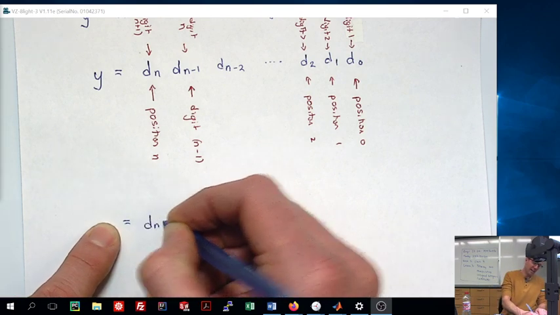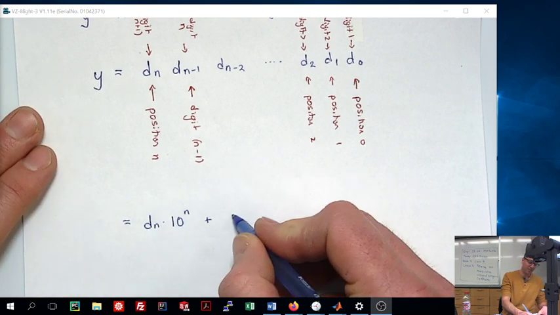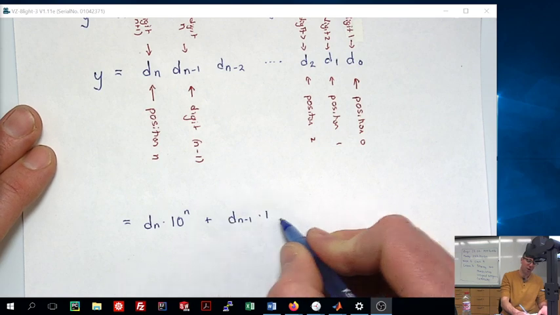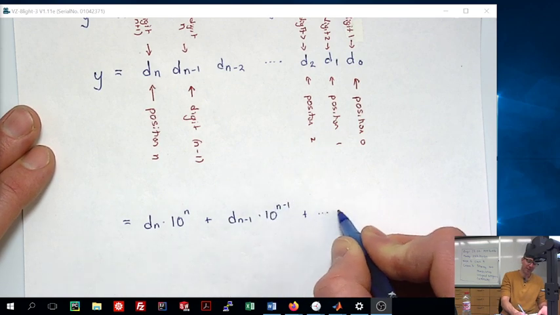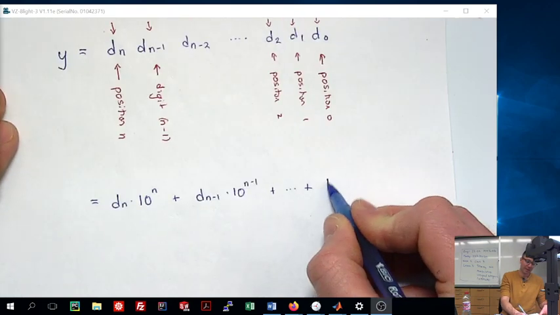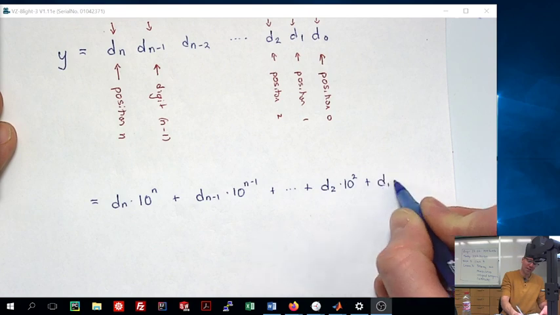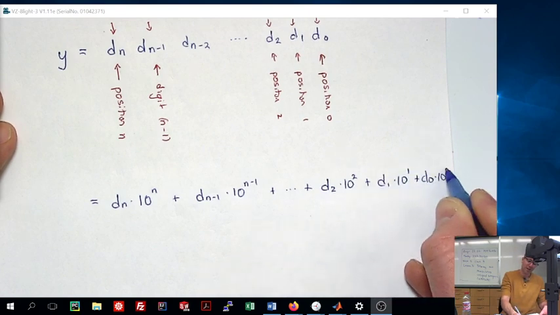d sub n times 10 to the n, plus d sub n minus 1 times 10 to the n minus 1, plus dot dot dot, plus d sub 1 times 10 to the 1, plus d sub 0 times 10 to the 0.